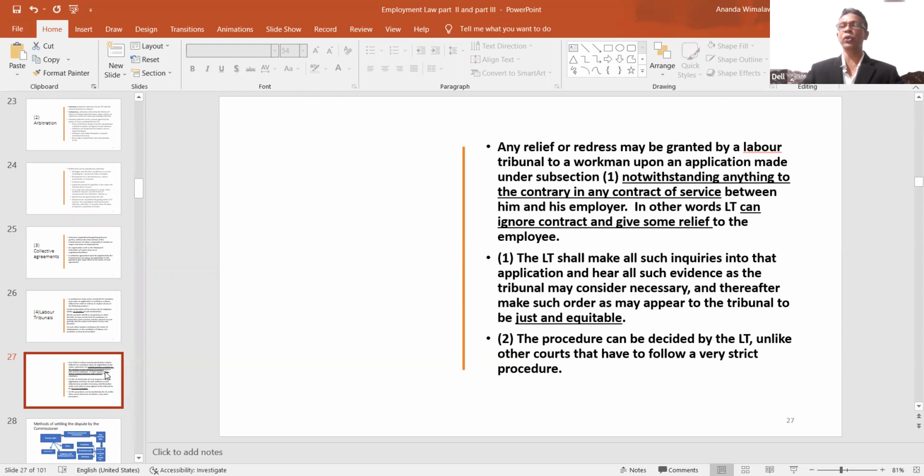We will take the simple note. The LT can ignore the provisions of the contract of employment and give some relief to the employee.